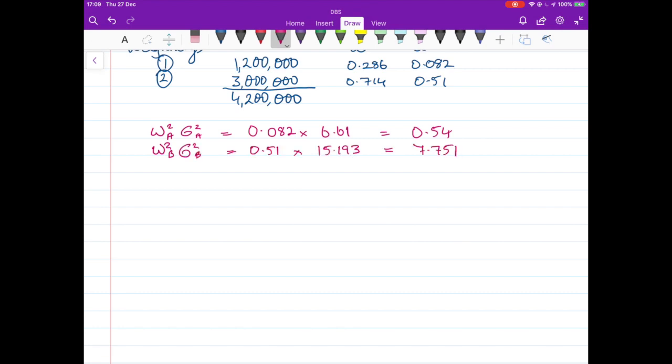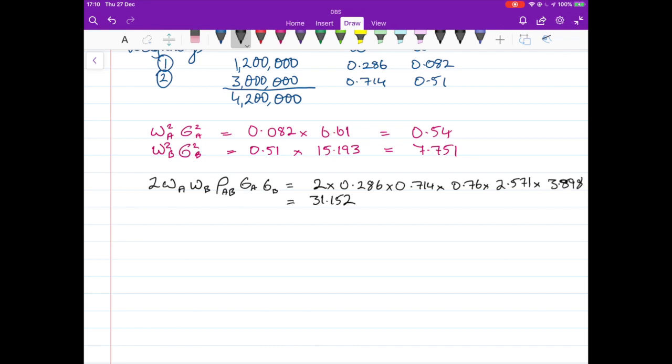So for the first part, we have 0.54. For the second part, we have 7.751. And for the third part, we slot in each of those figures. This is a big long one. And when we work all of those out, we get a figure of 31.152. So by adding those three figures up together, you're going to get the variance of this particular asset, and then by getting the square root of that figure, you're going to end up getting the standard deviation, and that's 6.28.